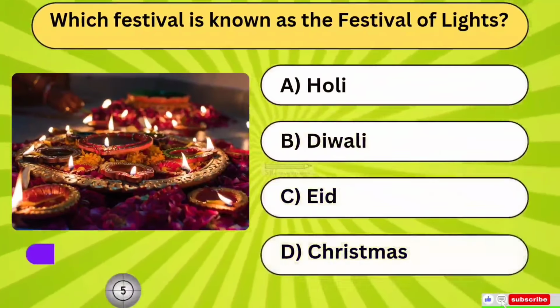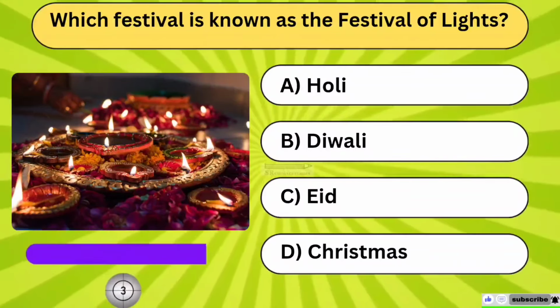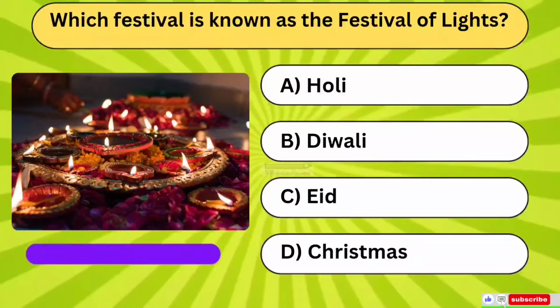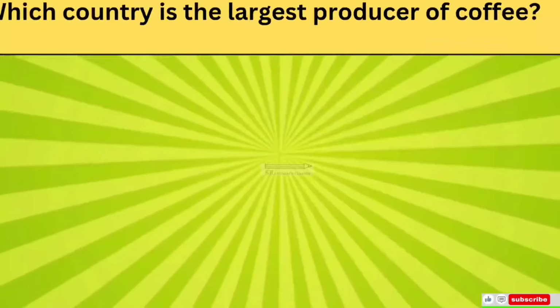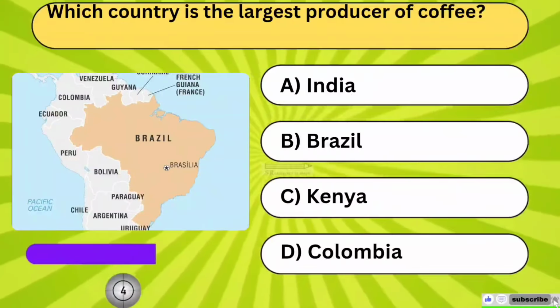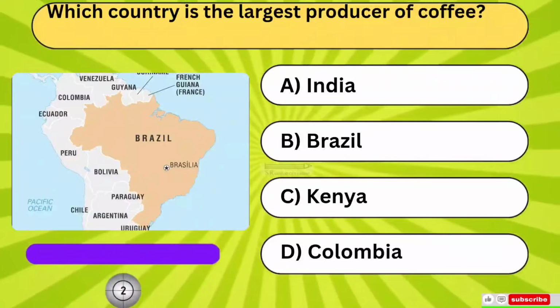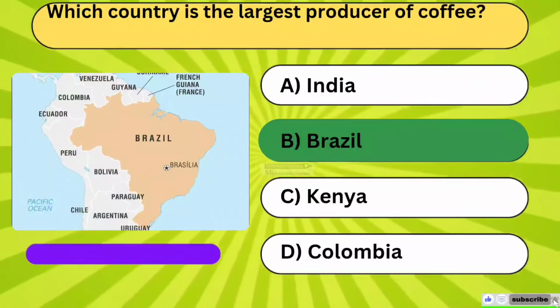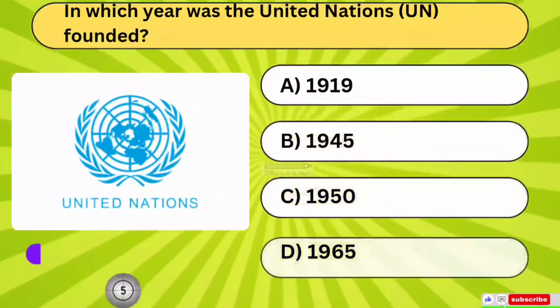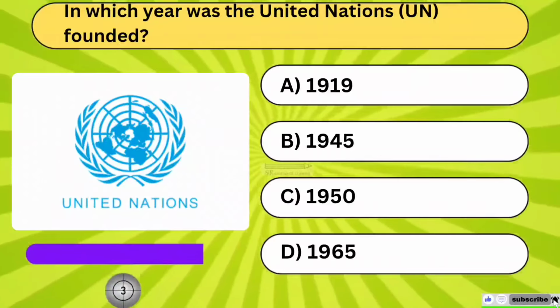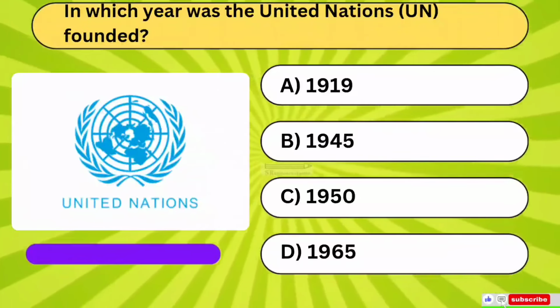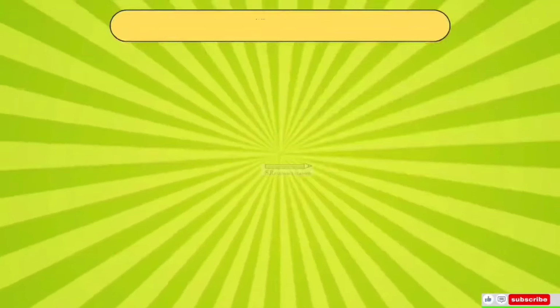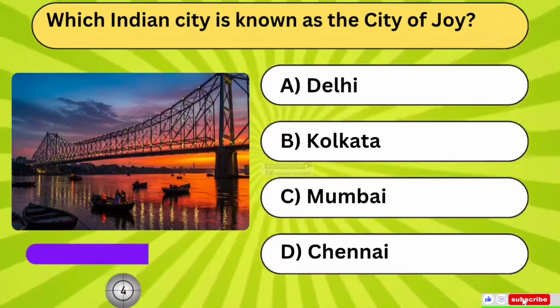Which festival is also known as the Festival of Lights? Which country is the largest producer of coffee? In which year was the United Nations founded? Which Indian city is known as the City of Joy?